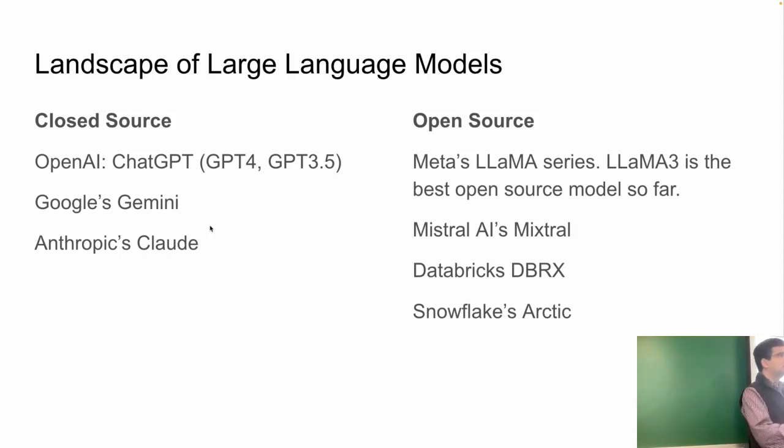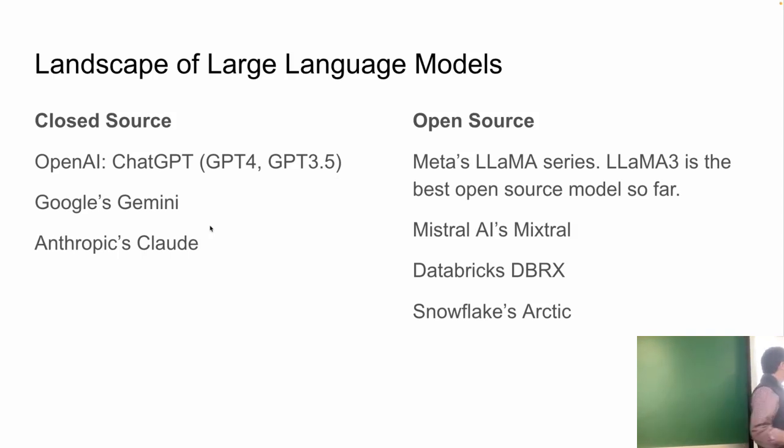So you can ask questions to these models, for example, use ChatGPT, but you can't really know what is going on in the background. So OpenAI's ChatGPT, Google's Gemini, Anthropic's Claude. These are some of the most popular models out there.